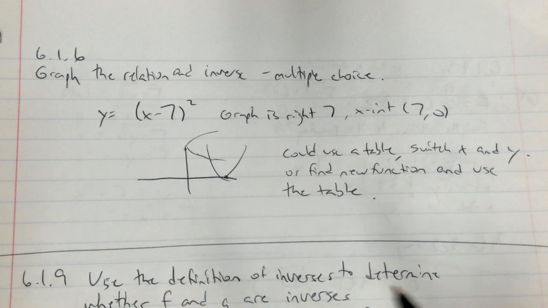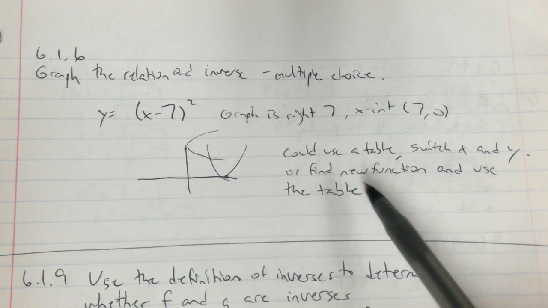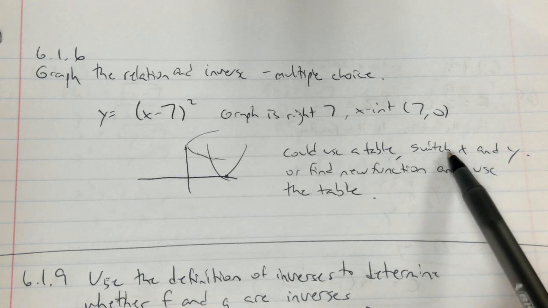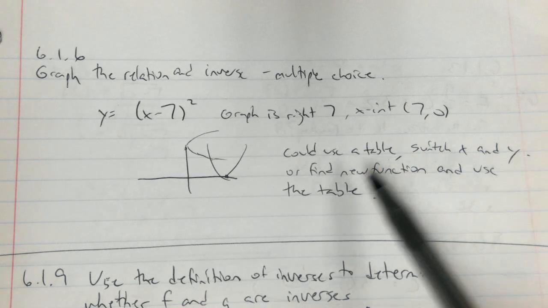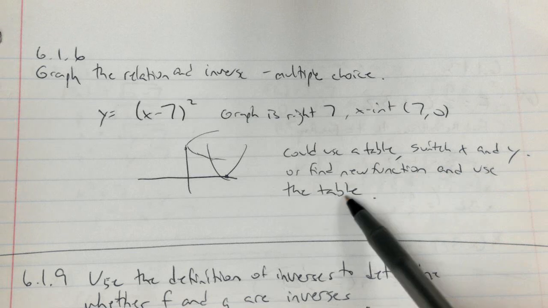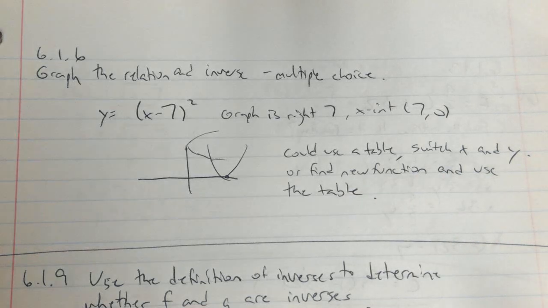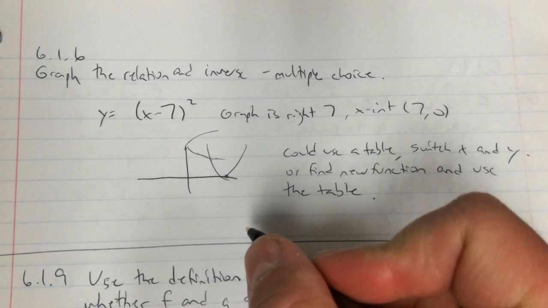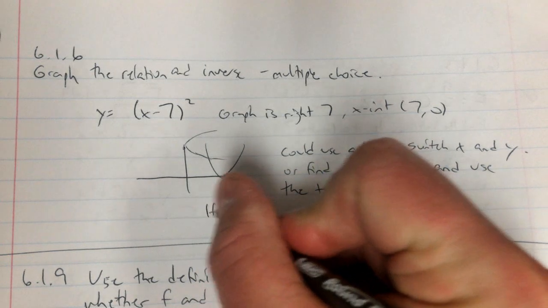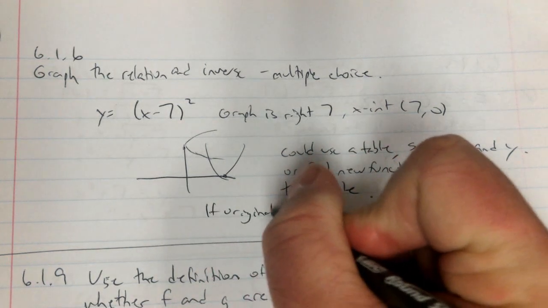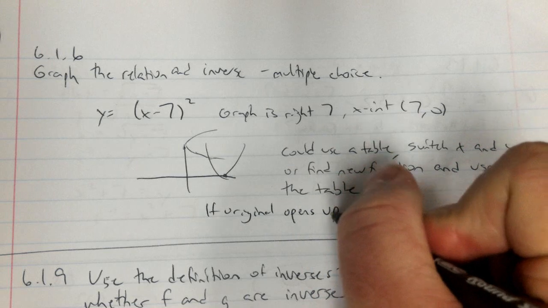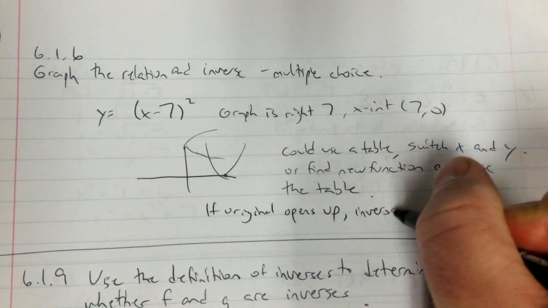And like I said before, you could use a table. You need to switch x and y, or you could find the new function and use the table. And then again, like I said before, if the original opens up, the inverse opens right.